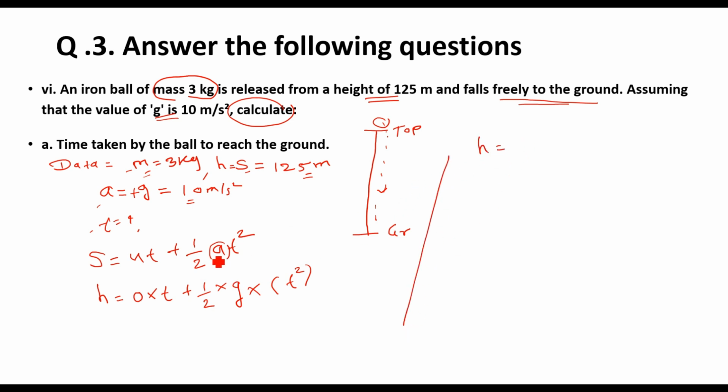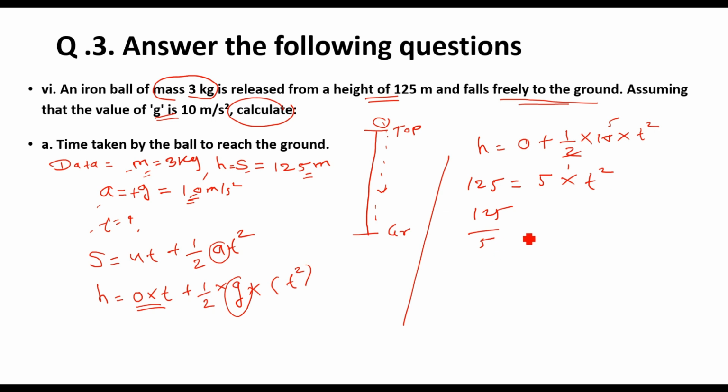h is equal to 0 multiplied by t, which is 0, plus 1 by 2, and now this g, which is given as 10 meter, so I'll write 10 into t square. So the h value is also provided to us. The h value is 125. This is 5, because 2 ones are 2, 2 5s are 10, into t square.